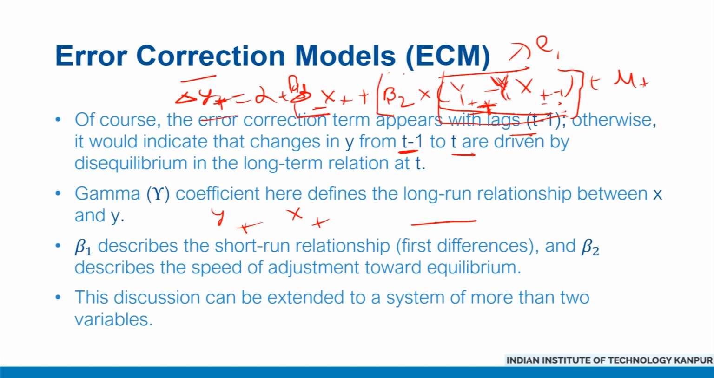Next, this beta 2, which is the multiple of this error term or this long-term relationship deviations, is called the speed of adjustment because the magnitude of this term essentially reflects how much of the error in the previous period, which was et or deviation from the equilibrium, was corrected in the current period. So it gives you the correction in error or adjustment towards the equilibrium level. So this beta 2 measures that adjustment towards the equilibrium, or that speed of adjustment towards the equilibrium.